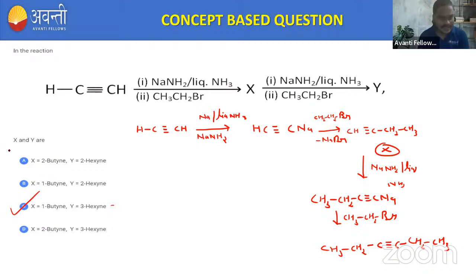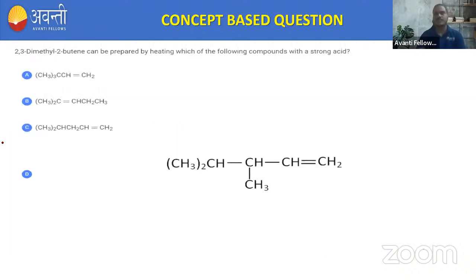So this is X and Y in this given equation. Chalo, move to the next question: 2,3-dimethyl-2-butene can be prepared by heating which of the following compounds with a strong acid. So you need to prepare 2,3-dimethyl-2-butene.